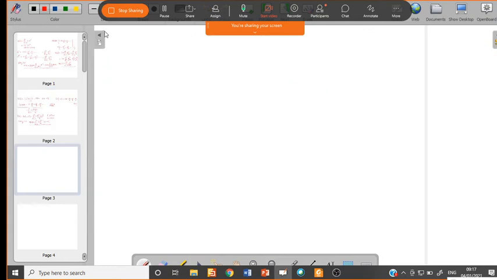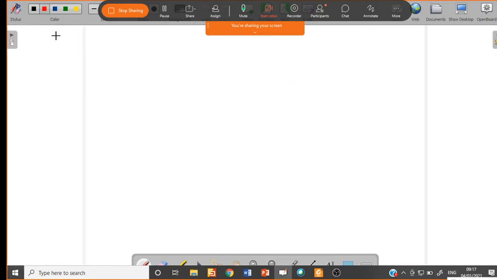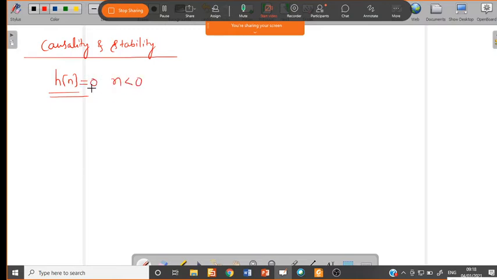so now we'll move to the next one, which is called causality and stability. Now we have the system which is having impulse response h of n. We already know the property of the impulse response h of n. When will it become a causal signal? If this h of n is 0 for n less than 0, then we can tell it is a causal system, is it not?